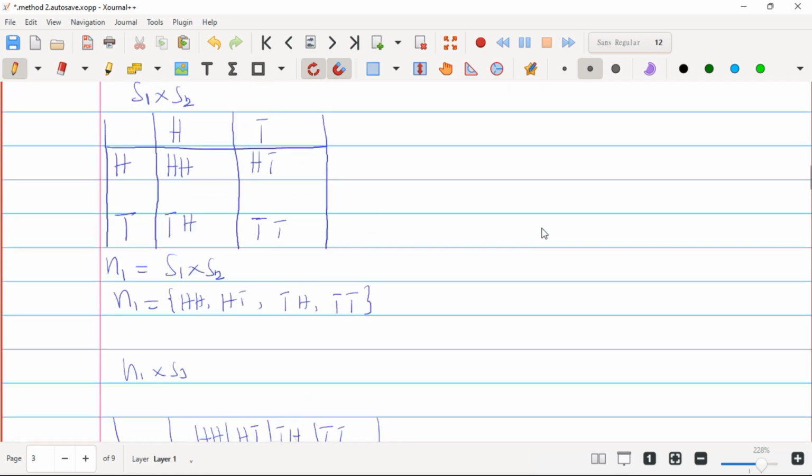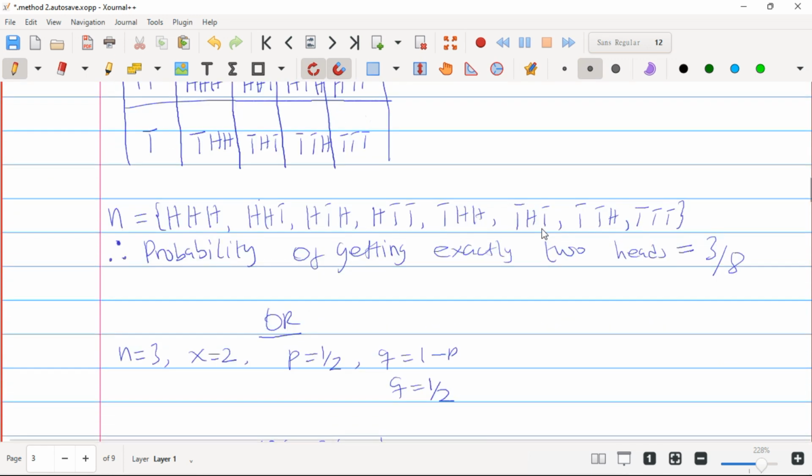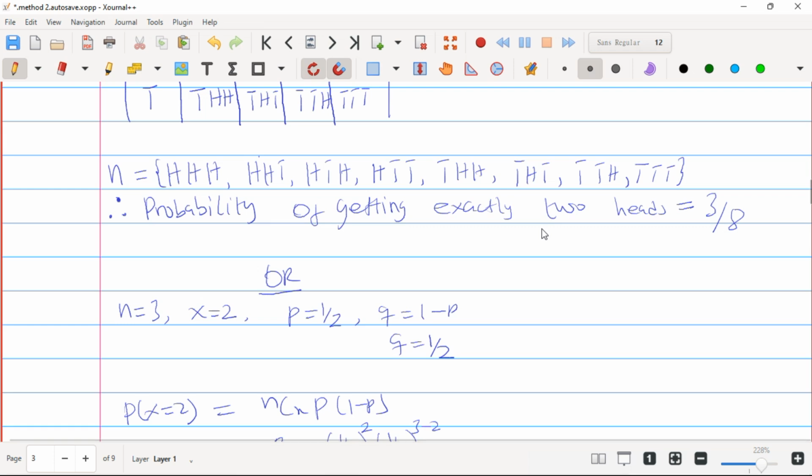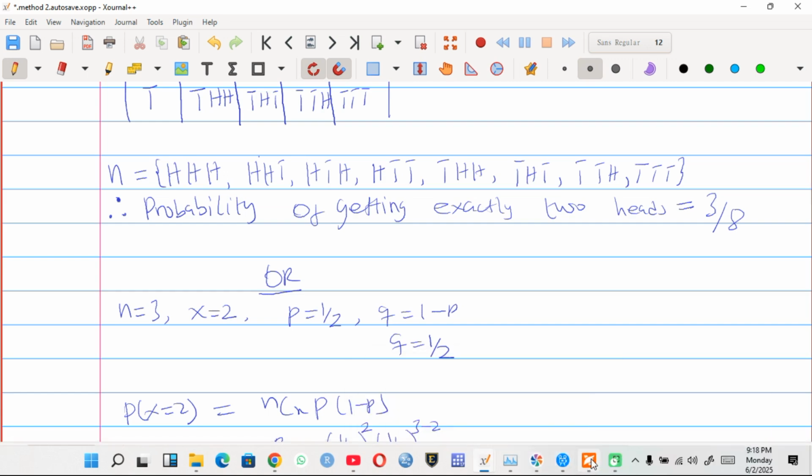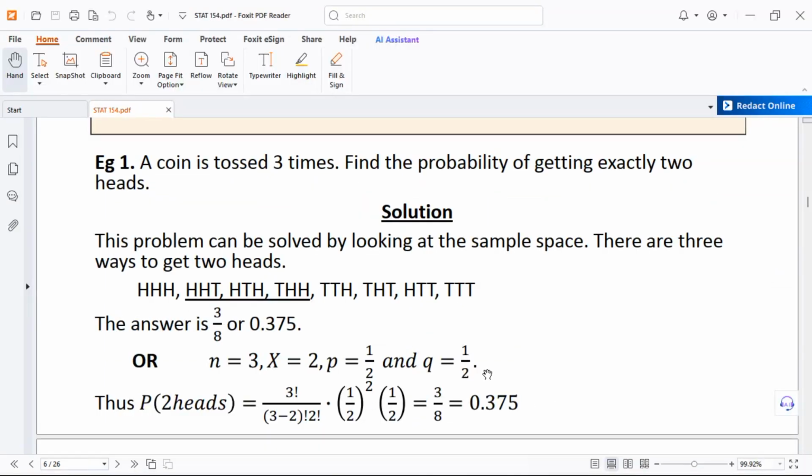But sometimes you see that this is very lengthy, right? But you can also use a direct way, like using the binomial distribution to solve this question. So when you come back to this sheet, it says that a coin is tossed 3 times. Find the probability of getting exactly 2 heads, right? So if a coin is tossed 3 times, our n is going to be 3, because that's how many times we flip the coin. That's our number of trials, right? So n is going to be 3.